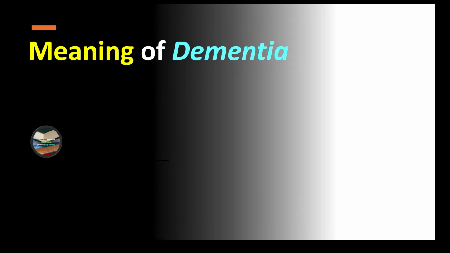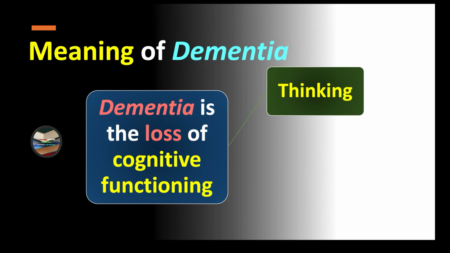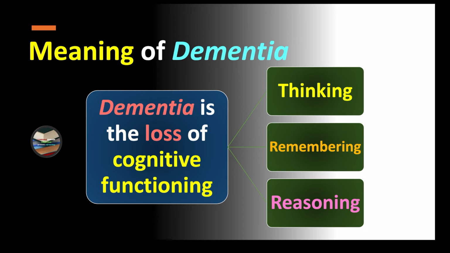The first one is meaning of dementia. Dementia is the loss of cognitive functioning. The power of understanding, the power of comprehension is affected, and it affects our thinking, remembering, and reasoning.